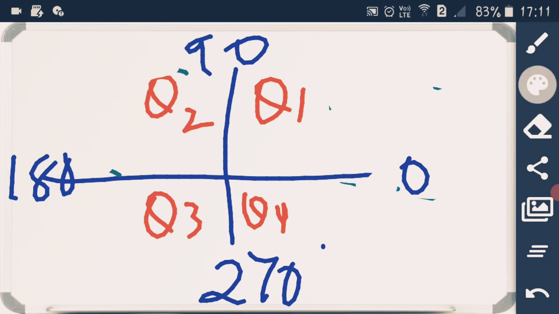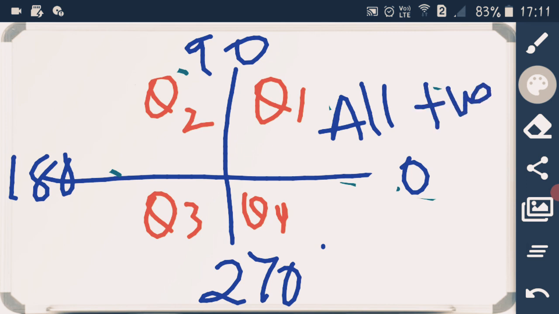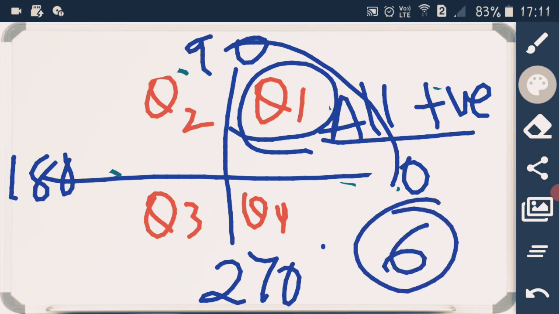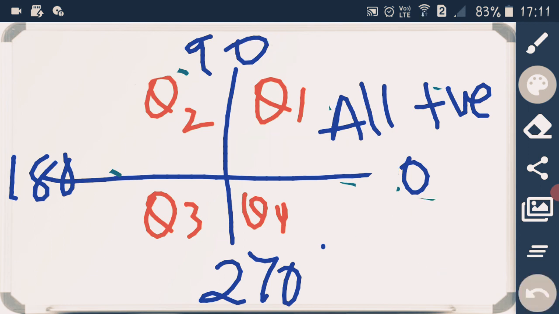Here, all the 6 values, sine, cos, tan, cot, cosecant, secant, will all be positive. In quadrant 1, that is 0 to 90, all functions are positive. Remember this, all 6 functions are positive. Now coming to quadrant 2.